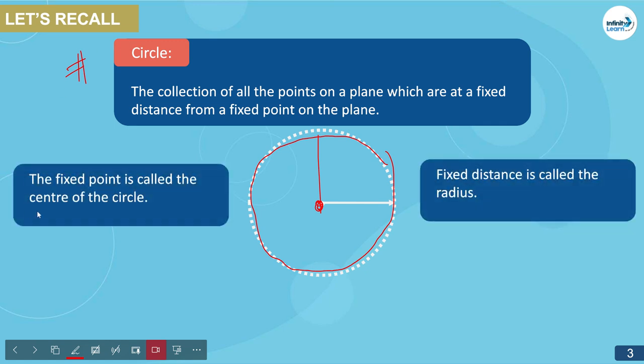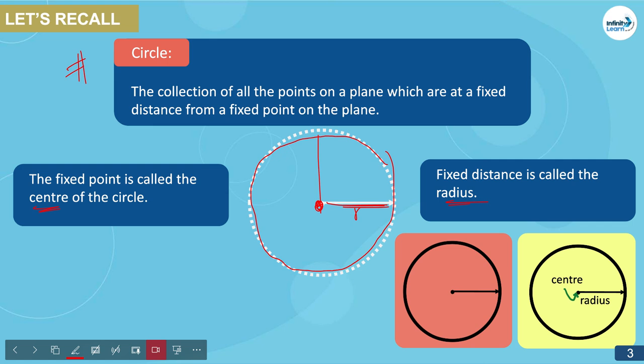The fixed point is known as center and the fixed distance is known as radius. So this is known as center and this is radius.